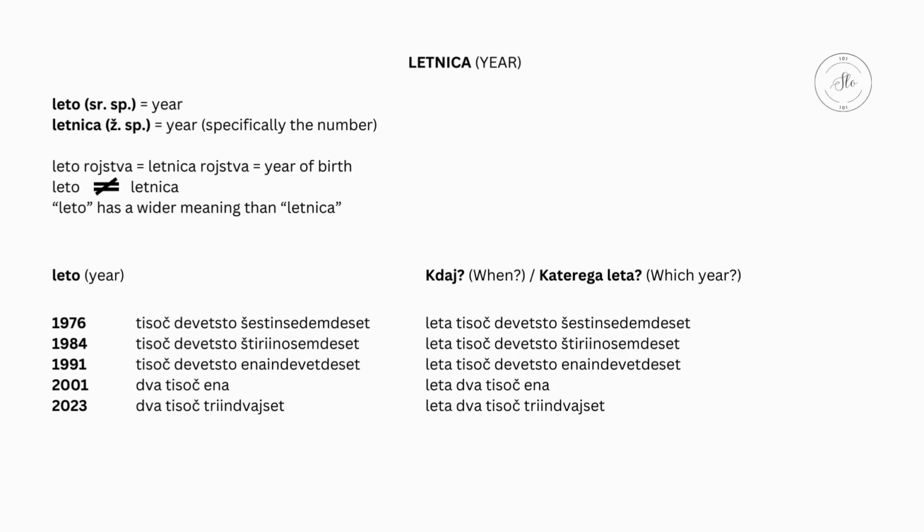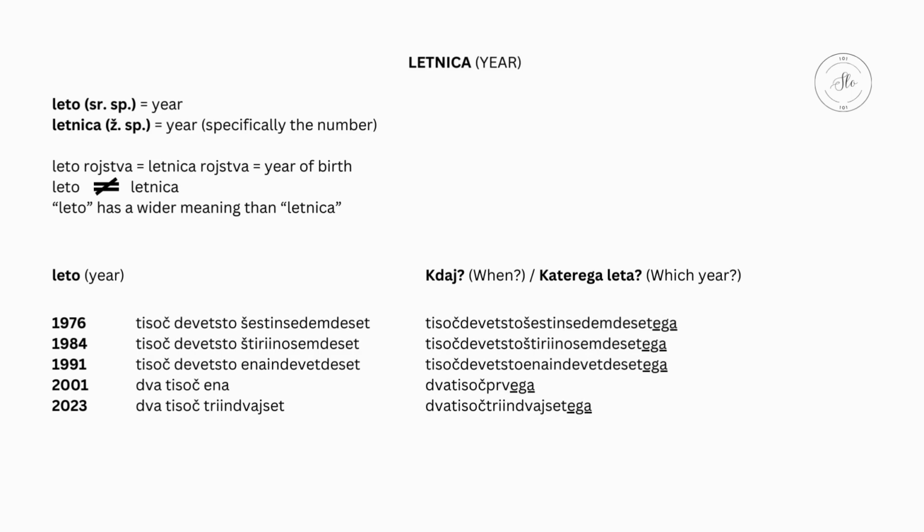Let's look at examples. On the left hand side we have year numbers. 1976, 1984, 1991, 2001, 2023. On the right hand side we have the answer to the question when, kdaj, or which year, katerega leta. One way is to simply put the word leta in front of the number. So we say leta 1976, leta 1984, leta 1991, and so on.